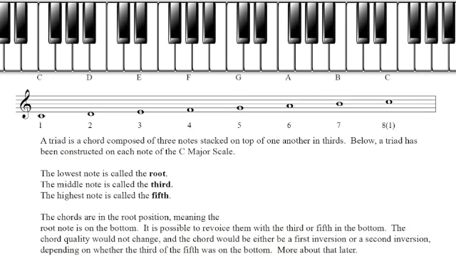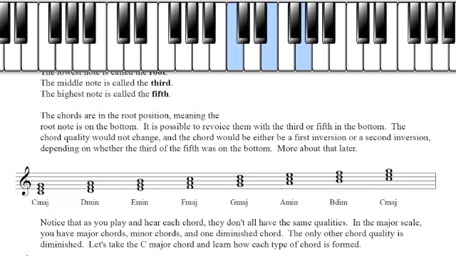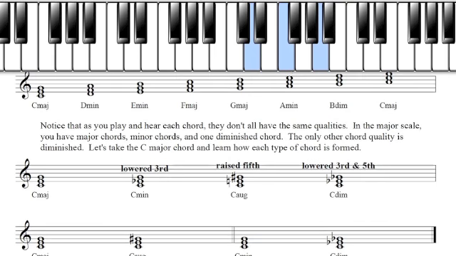Anyway, if we construct triads, which is a chord composed of 3 notes in thirds, they're stacked on top of each other. On each note of the C major scale, we come up with this: C major, D minor, E minor, F major, G major, A minor, B diminished, and then C major.